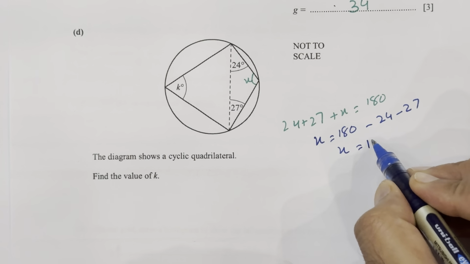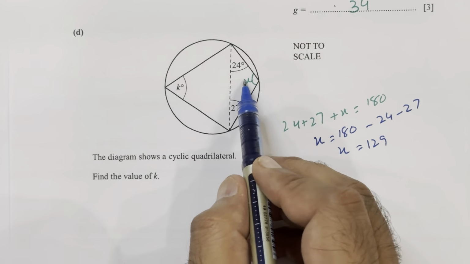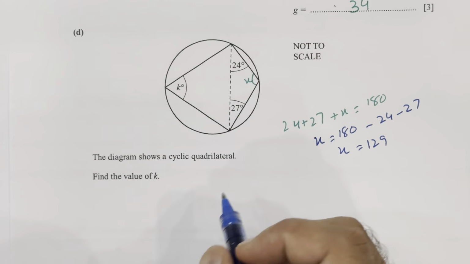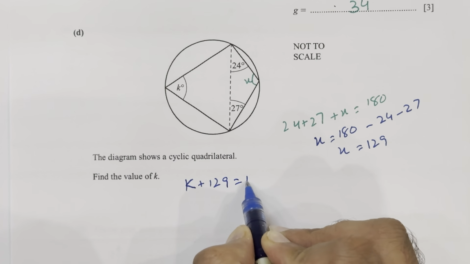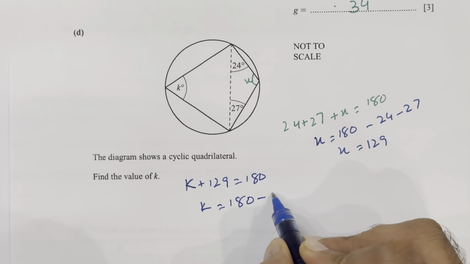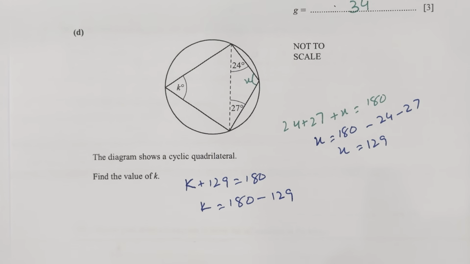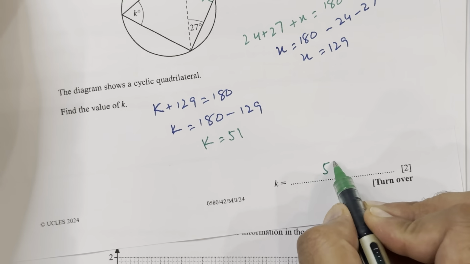You get X equal to 129. A cyclic quadrilateral has the property that opposite angles add up to 180 degrees. So K plus 129 is equal to 180, then K is equal to 180 minus 129, and the value of K is 51. So the answer here is 51.